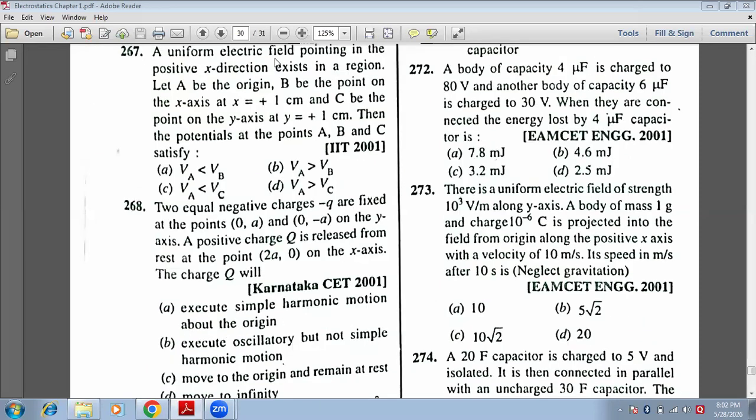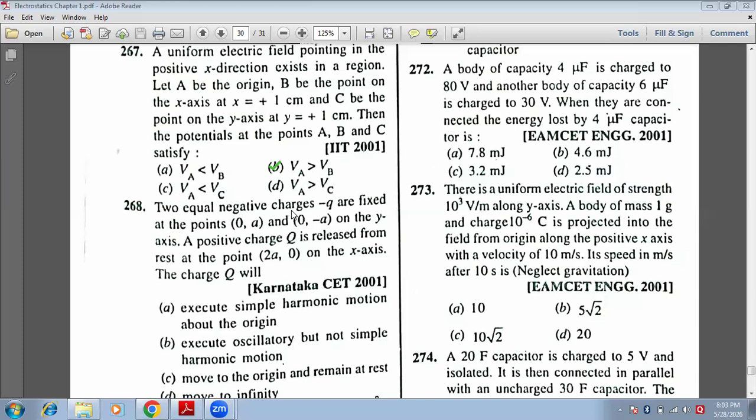A uniform electric field pointing in the positive x direction exists in a region. Let A be the origin, B be the point on the x-axis at x equal to plus 1 centimeter, and C be the point on the y-axis at y equal to plus 1 centimeter. Then the potentials at the points A, B, and C satisfy: option A, VA less than VB; option B, VA greater than VB; option C, VA less than VC; option D, VA greater than VC. Correct answer, option B, VA greater than VB.